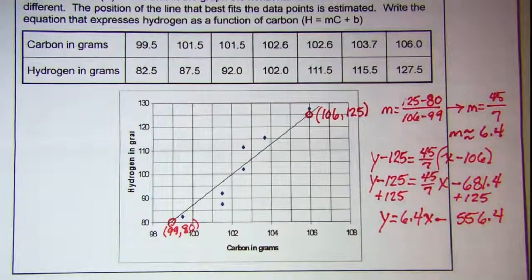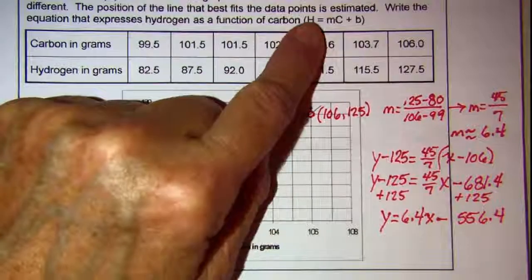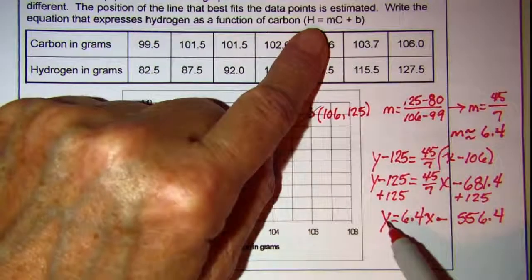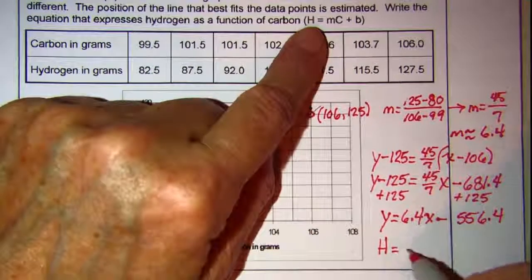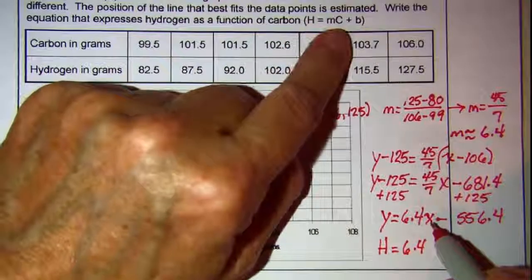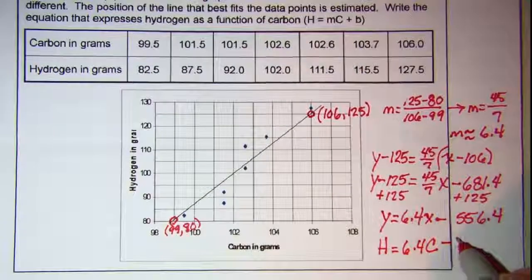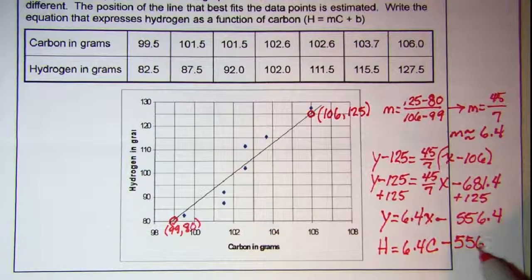And the final step is to rewrite the equation with the given variables. So we were asked to write hydrogen as a function of carbon. So in place of y, I'll put h. And in place of x, I'll put c. And then minus 556.4.